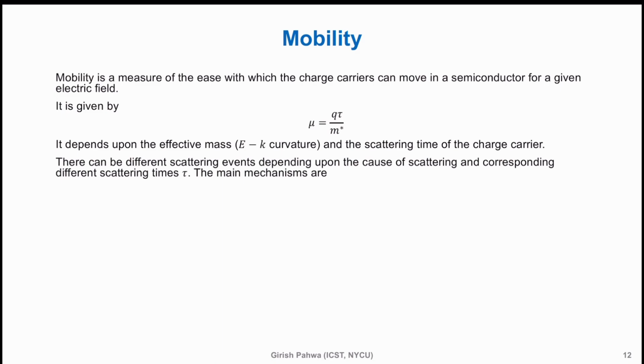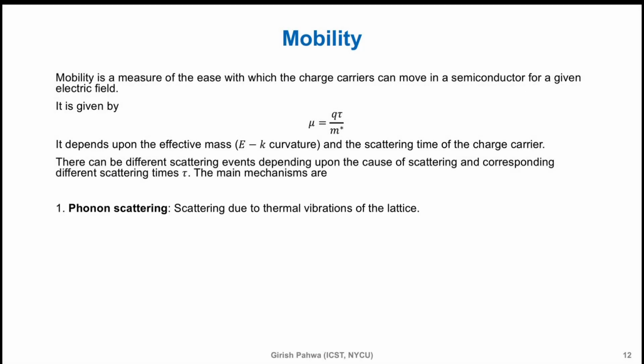We have talked about the m star. Yes, E-k curvature. Yes, for different materials, E-k curvature will be different. You apply some strain on the material, you can change the E-k curvature. You can do all of those things. But scattering time is also important. So what are the factors that affect this scattering? There can be several factors. There can be several types of scattering. So let's look at those scattering events one by one.